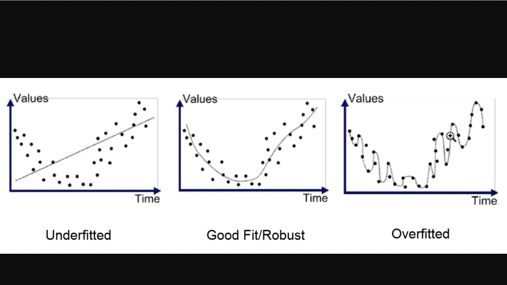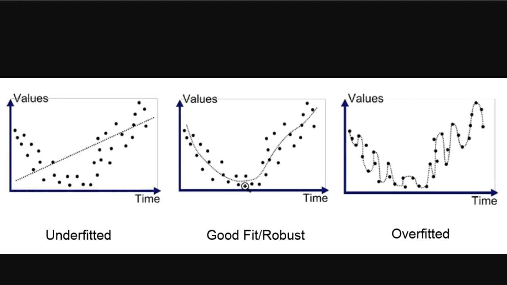Versus in the overfitting case, what you would expect to see is that the model would perform very well on the train set and very poorly on the test set. And so in the middle case, you might see that the model is going to perform relatively well on the train set and similarly well on the test set.